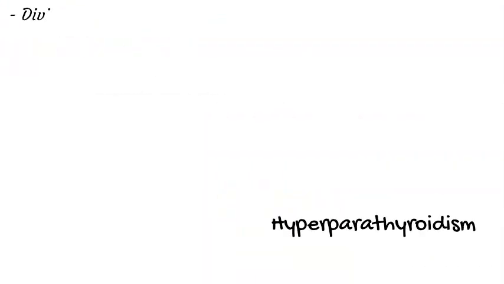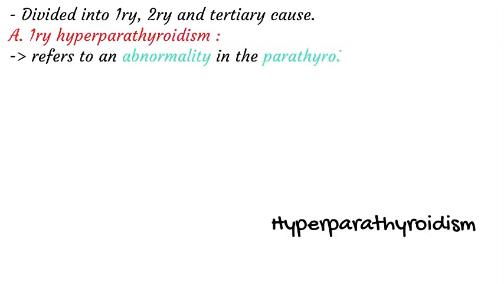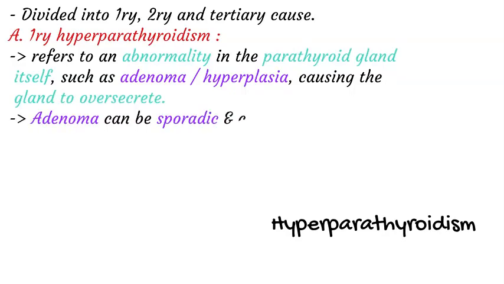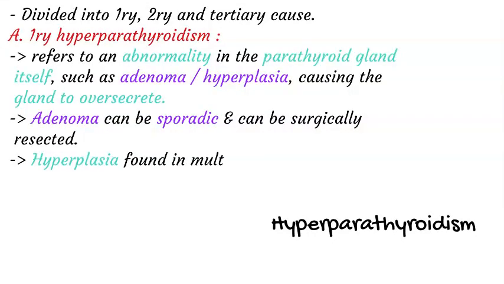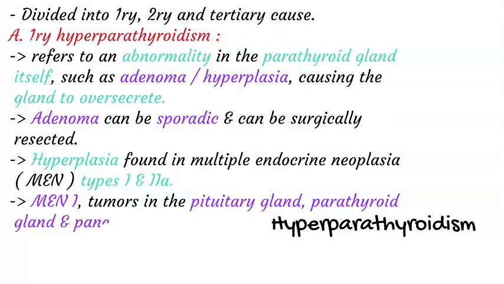Regarding hyperparathyroidism, it can be divided into primary, secondary, and tertiary cause. A. Primary hyperparathyroidism refers to an abnormality in the parathyroid gland itself, such as adenoma or hyperplasia, causing the gland to oversecrete. Adenoma can be sporadic and can be surgically resected. Hyperplasia is found in multiple endocrine neoplasia, MEN type 1 and 2A.